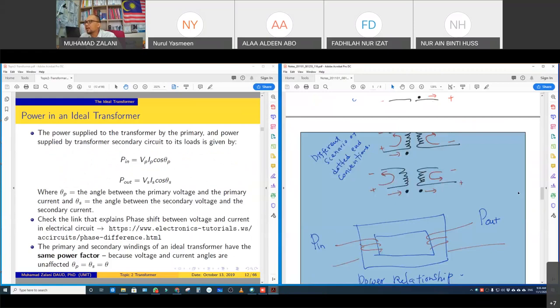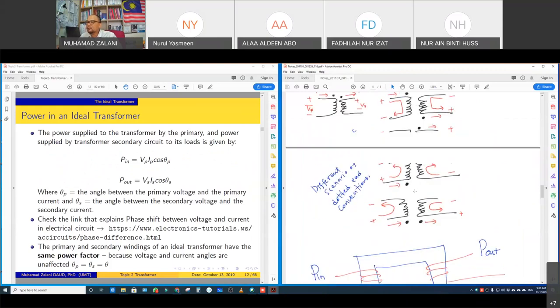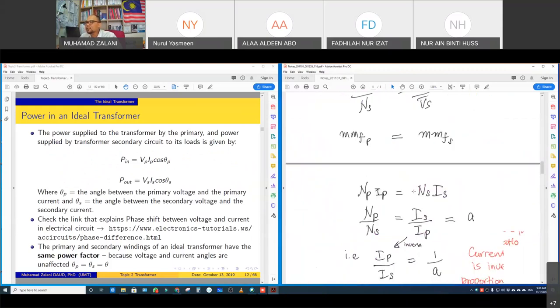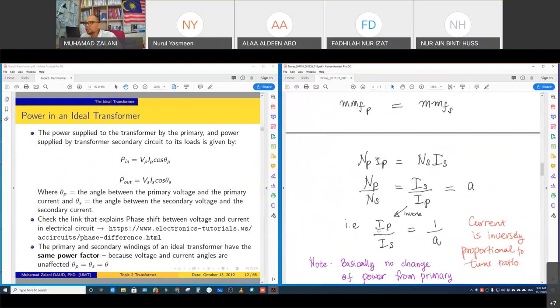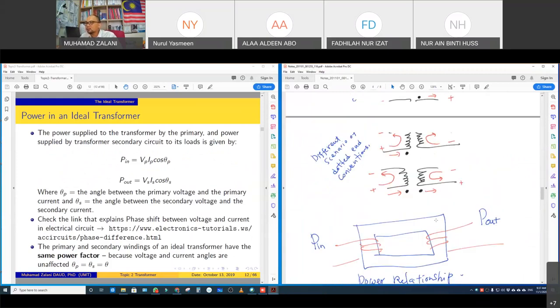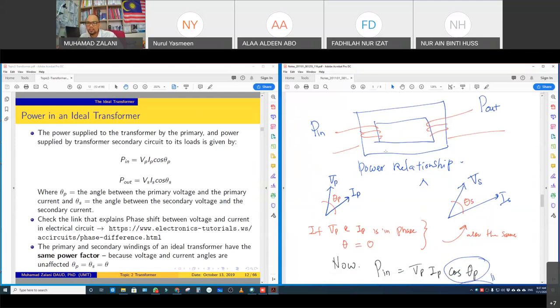Next is about power in an ideal transformer. Before that, we have been discussing the voltage and current relationship with respect to the number of turns, or turns ratio. Now, how about power? How do we derive the power in terms of turns ratio in this case? So this is the power relationship between the primary side of the transformer and also the secondary side of the transformer.